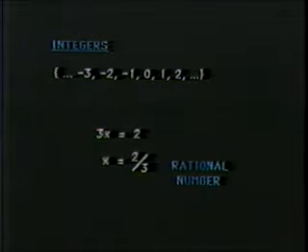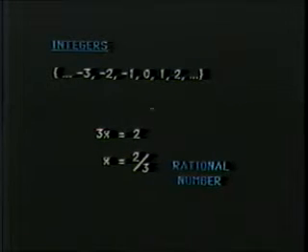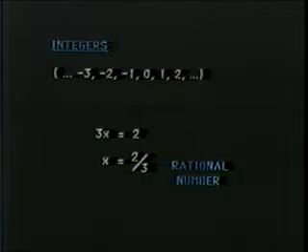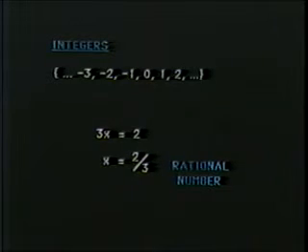One very familiar way to do that is to solve an equation like this one. The answer is not a whole number, an integer. It's a new and different kind of number. We call it a fraction, or rational number.